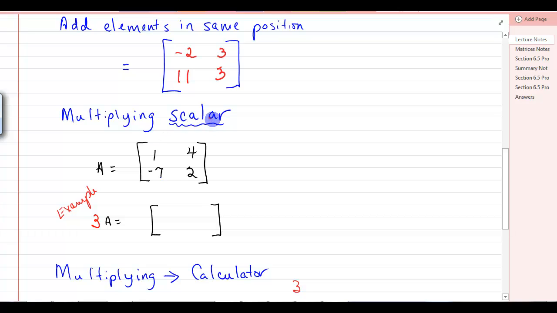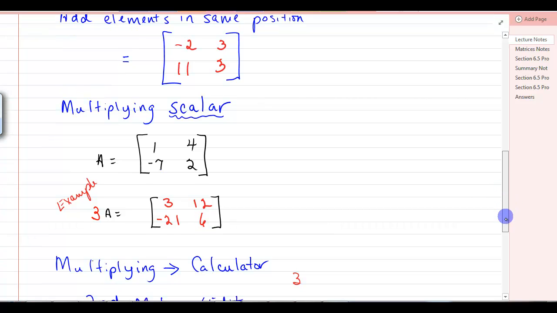Multiplying by a scalar is going to be a number outside the matrix. So if you were given this is matrix A and you wanted to know what 3A was, you simply multiply 3 times every element in there. So we would have 3 times 1, 3 times 4, 3 times -7, and 3 times 2. And that would be our answer for that.